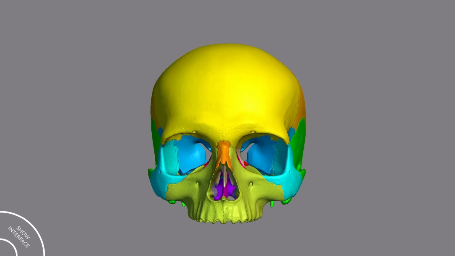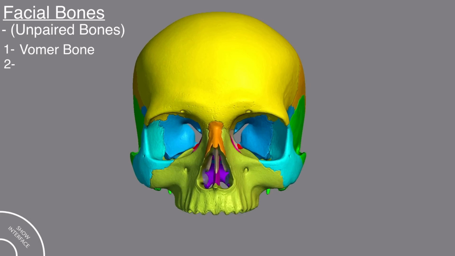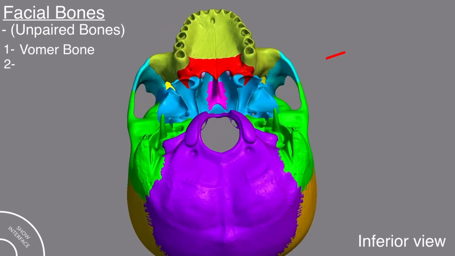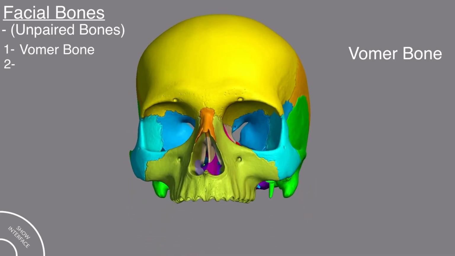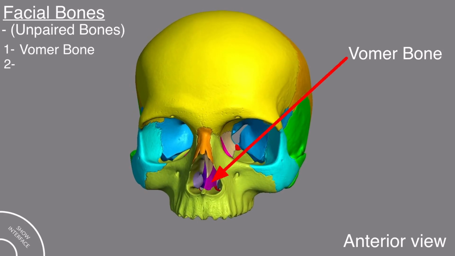Now let's move toward the facial bones. There are 14 facial bones and we have subdivided them into two groups, the paired and the unpaired. First we will discuss the unpaired facial bones, and these are 2 in number. First one is the vomer bone. In the inferior view, this pink is the vomer bone. You can also see this bone in the anterior view. This is the vomer bone.